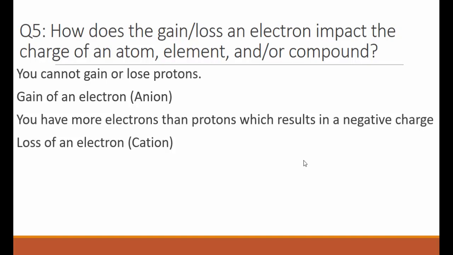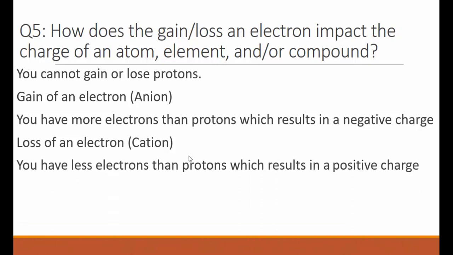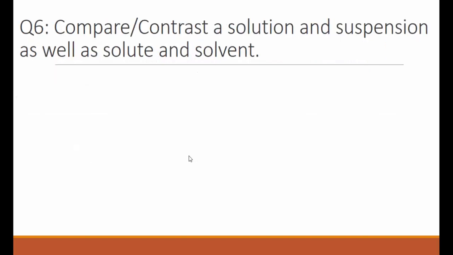If you lose an electron, because you cannot gain or lose protons, we call that a cation. You have fewer electrons than protons, which results in a positive charge. So that's how it works. When you have fewer electrons, you have less of a negative charge. When you have more protons, it's going to have a positive charge.